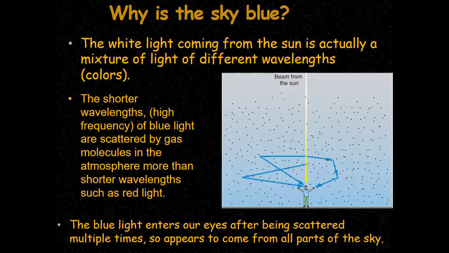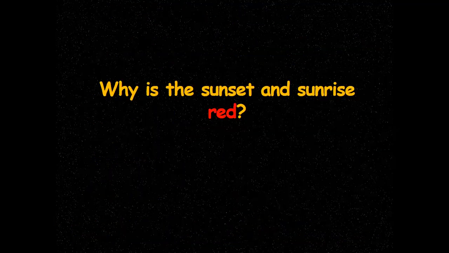Okay, so why is the sky blue? I think we learned about this one earlier. The white light coming from the sun is actually a mixture of light of different wavelengths. Then the shorter wavelengths like blue light are scattered by gas molecules in the atmosphere more than longer wavelengths such as red. So the blue light enters our eyes after being scattered multiple times, and it appears to come from all parts of the sky. So we see this blue sky in the daytime.